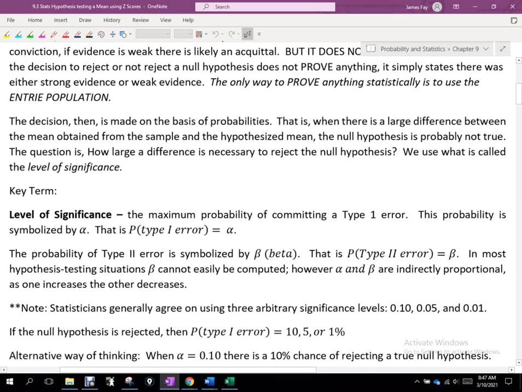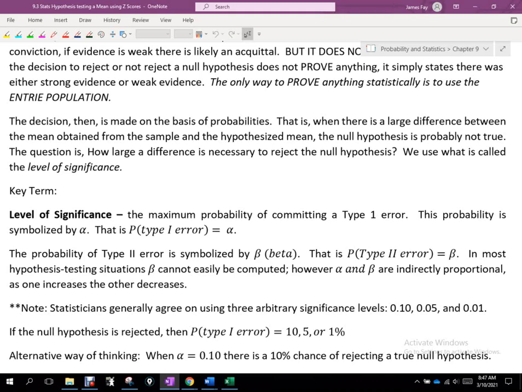That is when there is a large difference between the mean obtained from the sample and the hypothesized mean. So the hypothesized mean essentially is the null hypothesis. Okay? When we take a sample and we find a mean in that sample that deviates from the established mean far enough, then we will be able to either reject or not reject based on that, right? Does that make sense? Okay.